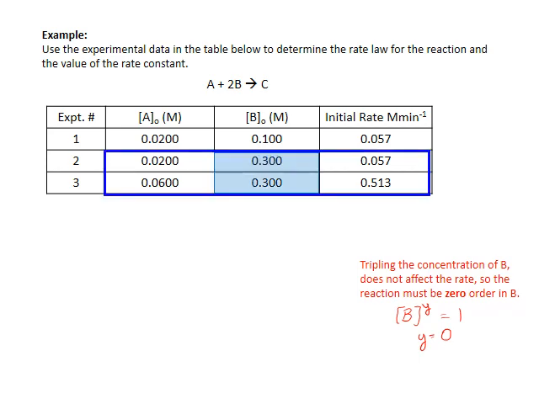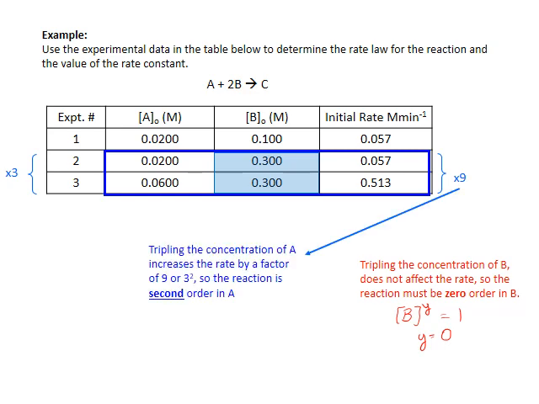On the other hand, what happens when we look at experiments 2 and 3? In this case, the concentration of B is held constant at 0.3 molar, but the concentration of A is tripled from 0.02 to 0.06 molar. When we triple the concentration of reactant A, we see a 9-fold increase in the rate of the reaction. 9 is 3 squared, meaning that this reaction is second order in the reactant A.